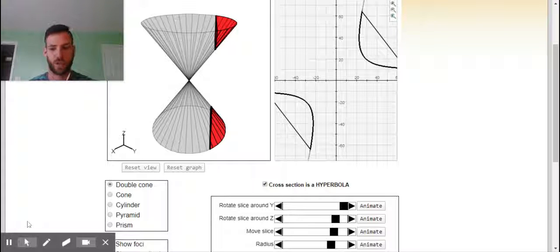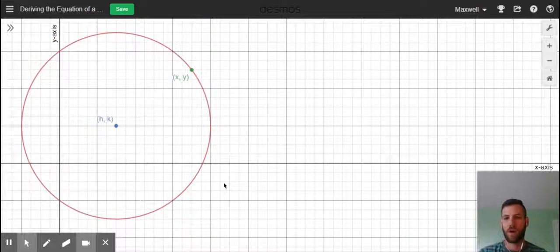and specifically the most straightforward of those sections, which are circles. So we are working on deriving the equation of a circle using the example I have graphed in desmos.com as you see it in front of you.